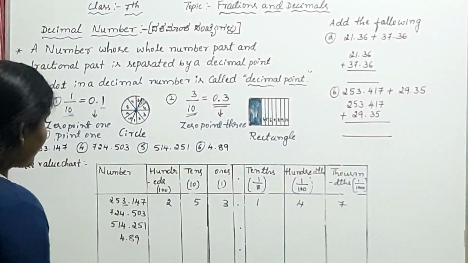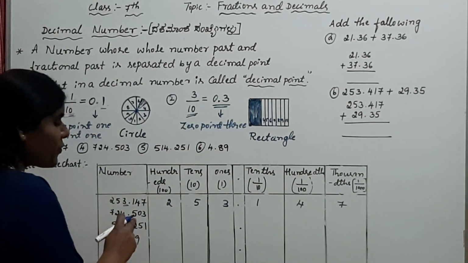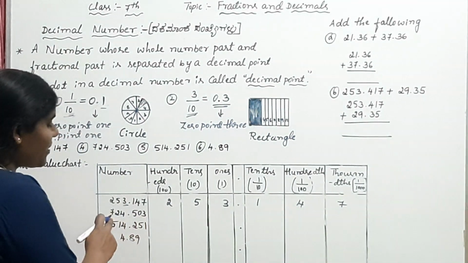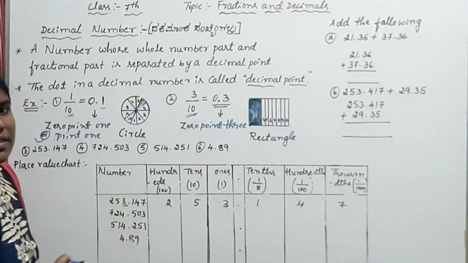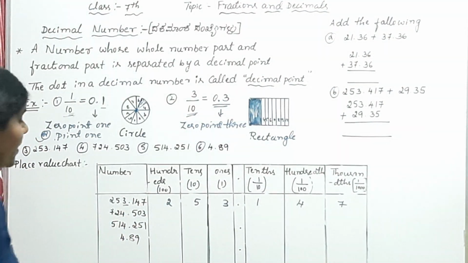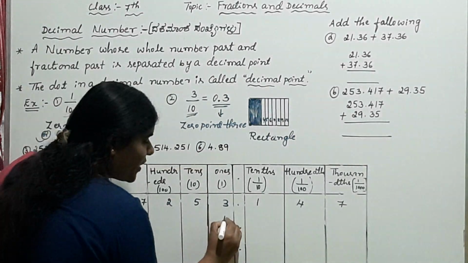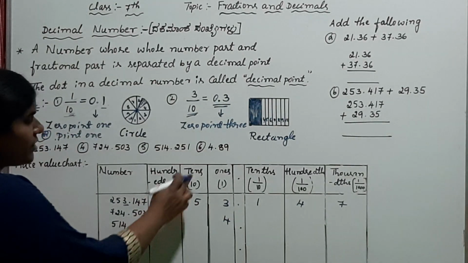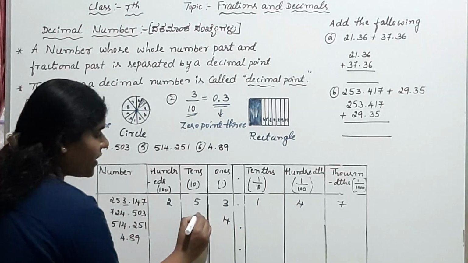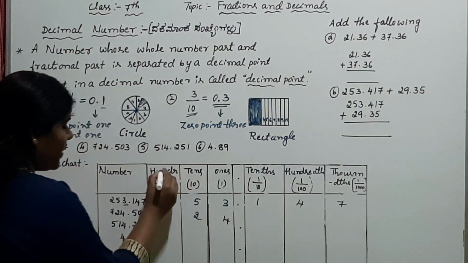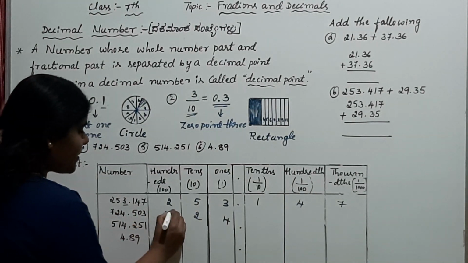Next, one more example, 724.503. Here also, how many digits are there after the decimal point? 3 digits. Here also you write the place value. The place value of 4 is ones place. Next, the place value of 2 is tens. The place value of 7 is hundreds.